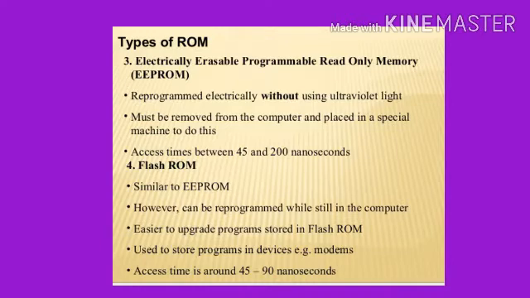Electrically erasable programmable read-only memory, known as EEPROM. It is reprogrammed electrically without using ultraviolet light. It must be removed from the computer and placed in a special machine to do this. Access time is between 45 to 200 nanoseconds. The fourth type is flash ROM, similar to EEPROM, however it can be reprogrammed while still in the computer. It is easier to upgrade programs stored in flash ROM. Flash ROMs are used to store programs in devices, for example a modem. Access time is around 45 to 90 nanoseconds.